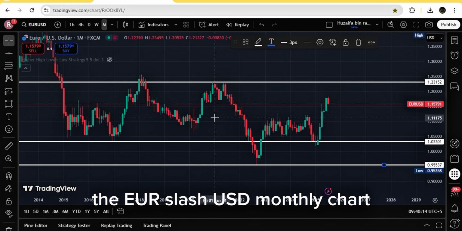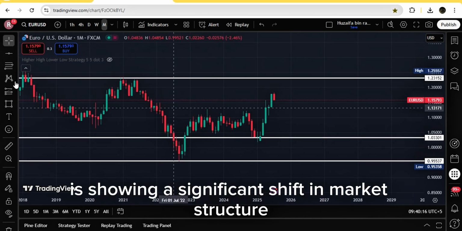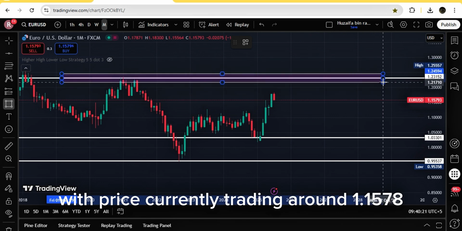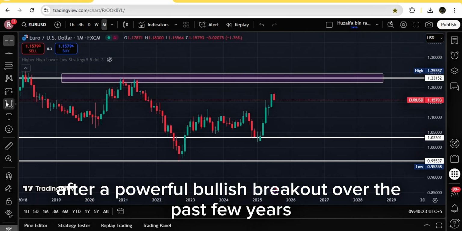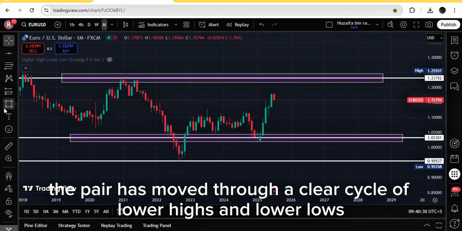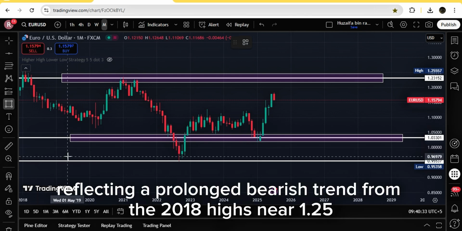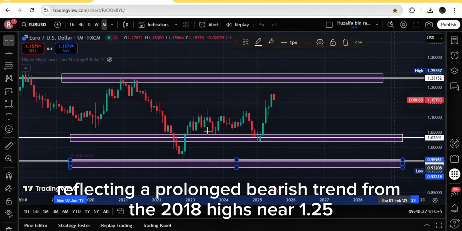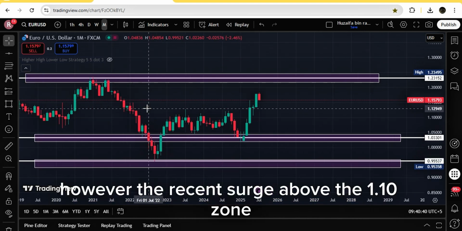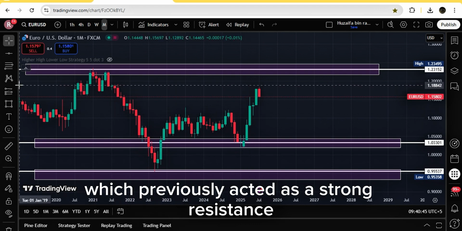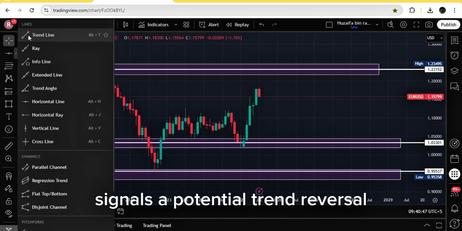The EUR/USD monthly chart is showing a significant shift in market structure, with price currently trading around 1.1578 after a powerful bullish breakout. Over the past few years, the pair has moved through a clear cycle of lower highs and lower lows, reflecting a prolonged bearish trend from the 2018 highs near 1.25. However, the recent surge above the 1.10 zone, which previously acted as a strong resistance, signals a potential trend reversal.